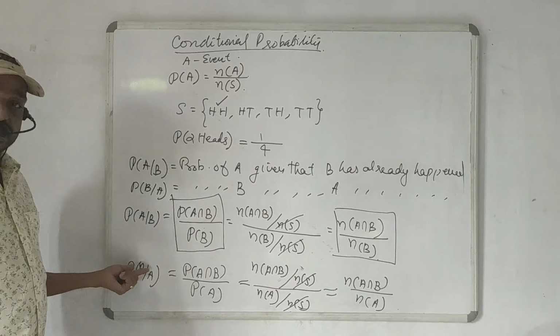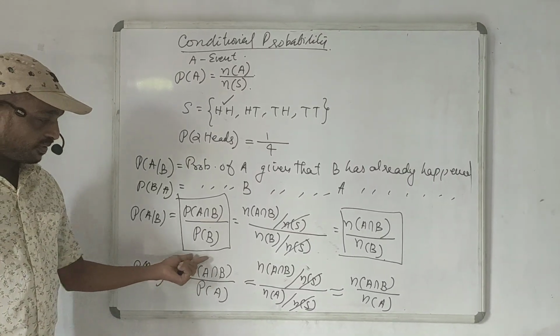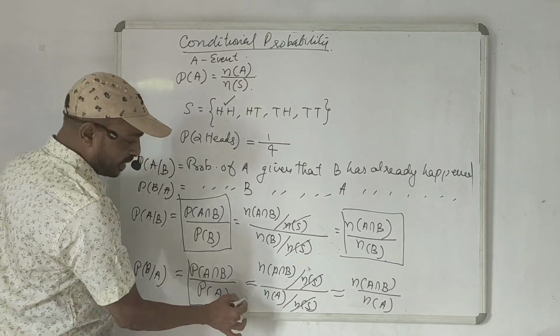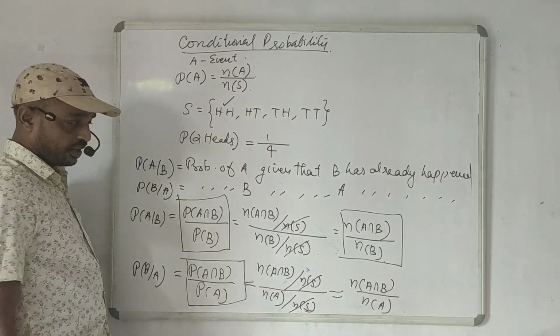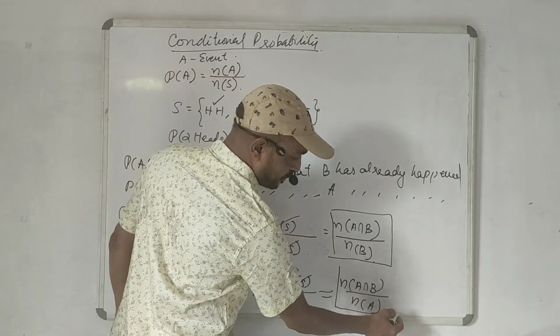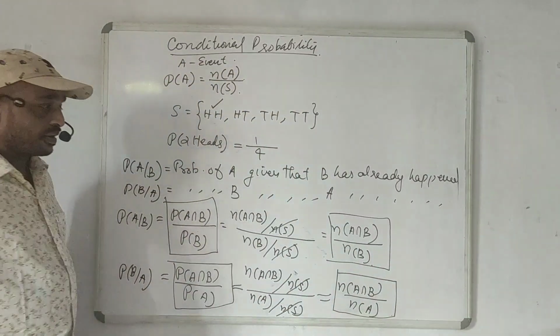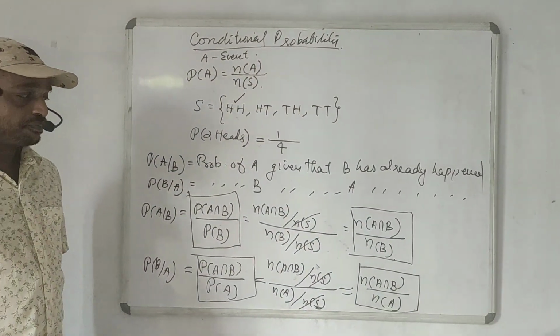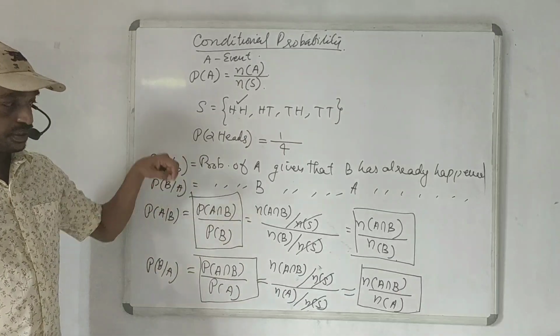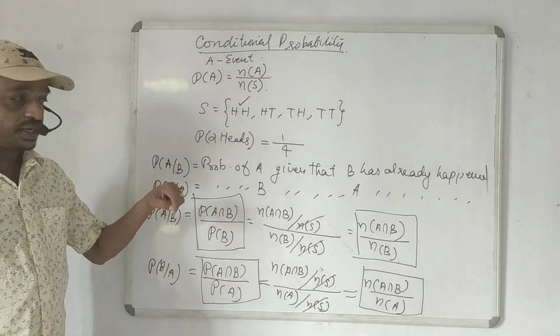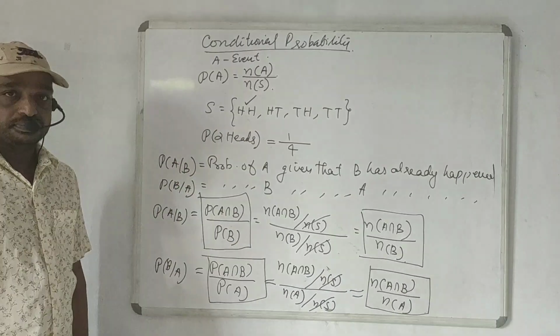So how will you calculate P of B given A? P of B given A is P of A intersection B divided by P of A, or it is N of A intersection B divided by N of A. That is number of elements in A intersection B divided by number of elements in A.